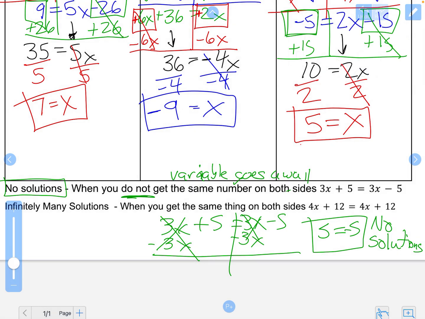And then finally, infinitely many solutions is going to be when you get the same thing on both sides of the equal sign. So here I have 4x plus 12 and 4x plus 12. So that's when we're going to get infinitely many.